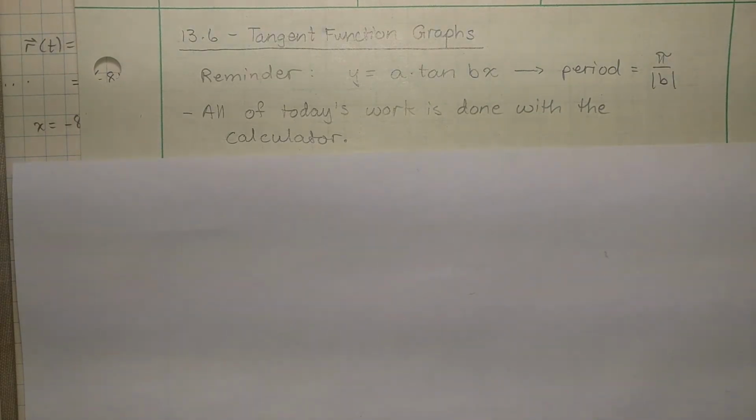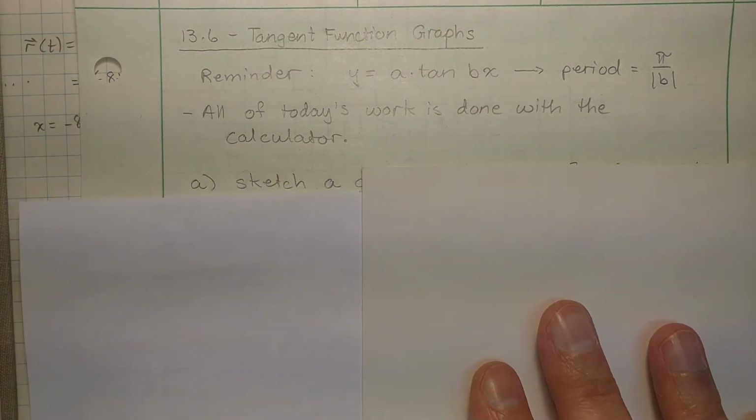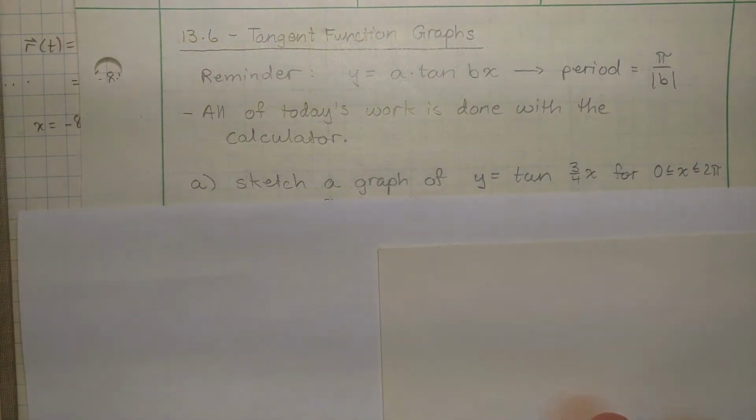So let's see how we're going to do this. We've got 4 different types of problems we're going to do. First, problem A is sketch a graph of the function y equals tangent of 3/4 x over the region where x goes from 0 to 2 pi. So let's go ahead, let's do this.